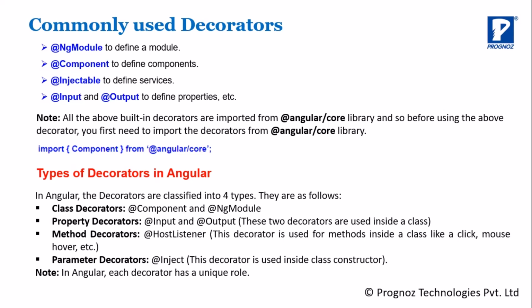Component decorator, ng module decorator, and under property decorator, input decorator, output decorator, okay, and method decorator, that is host listener. And parameter decorator, that is inject decorator we are using. Okay, so these are the different types of decorators in Angular.